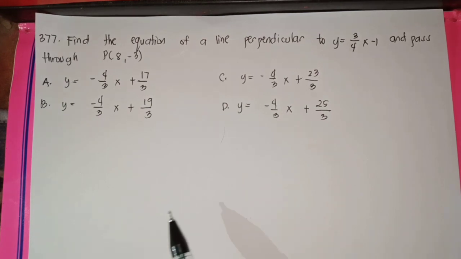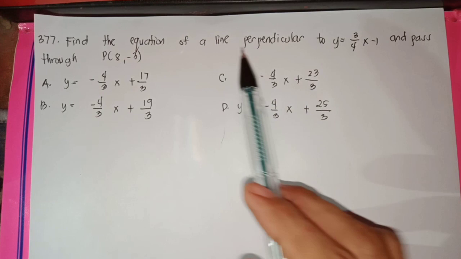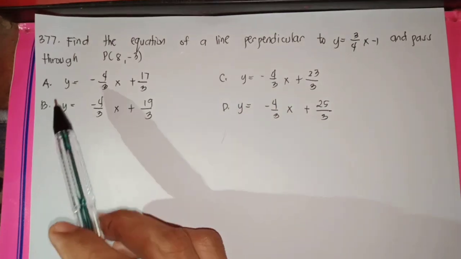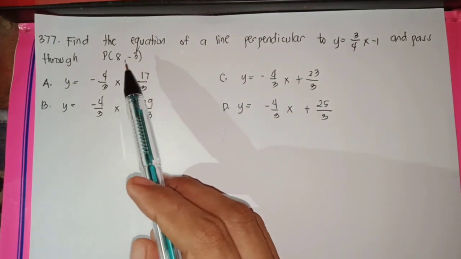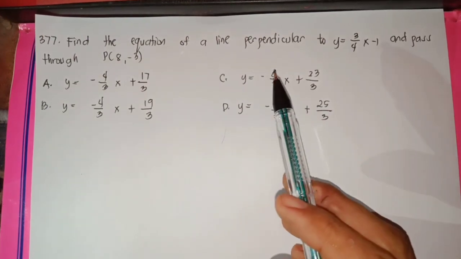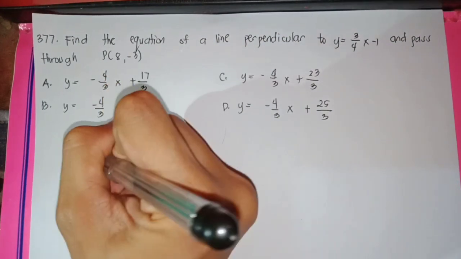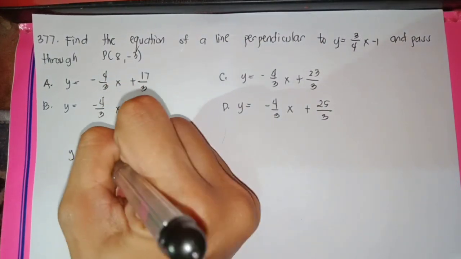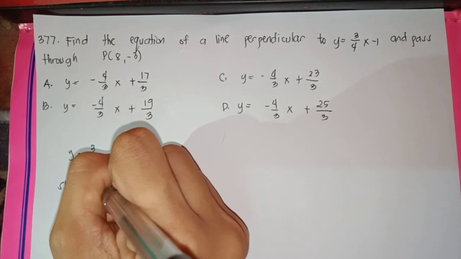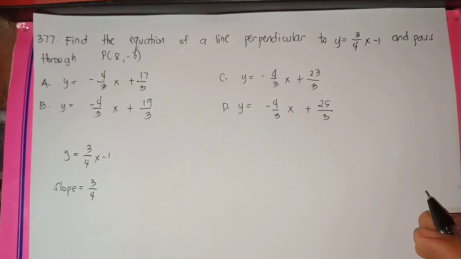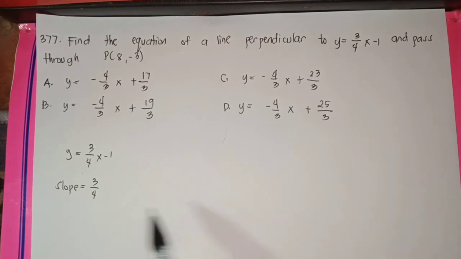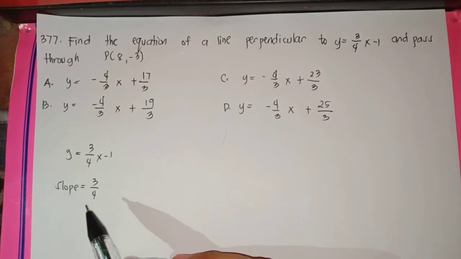The first question is, find the equation of a line perpendicular to y equals 3 over 4x minus 1 and passing through the point (8, negative 3). Given the equation y equals 3 over 4x minus 1, the slope is 3 over 4. Knowing that perpendicular lines have slopes that are negative reciprocals of each other.